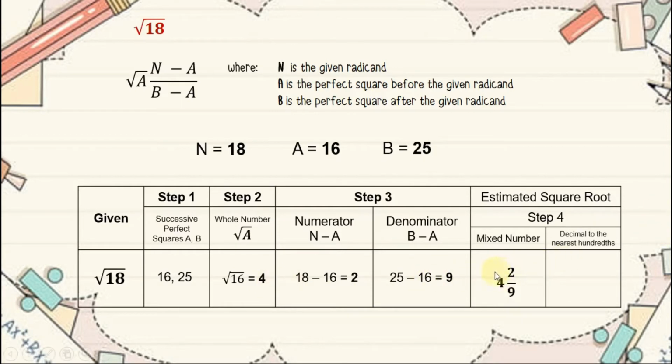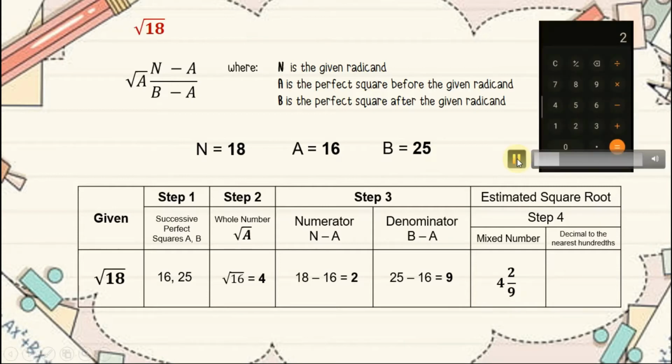So let's convert this mixed number into decimal. So let's divide the numerator by the denominator. So we have 2 divided by 9 and is equal to 0.22. Take note that the decimal should be rounded off to the nearest hundredths. So, we have 4.22. Therefore, the square root of 18 is approximately equal to 4.22.